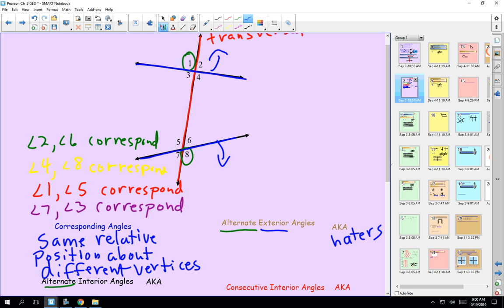Could we give some other examples besides angle 1 and 8? So angle 1 and 8 are alternate exterior. 2 and 7, yeah. 2 and 7. So maybe just the word, I don't know if you want me to define alternate, define exterior. If we want to, we could say opposite sides of the transversal, and then top or bottom of the lines cutting the transversal.